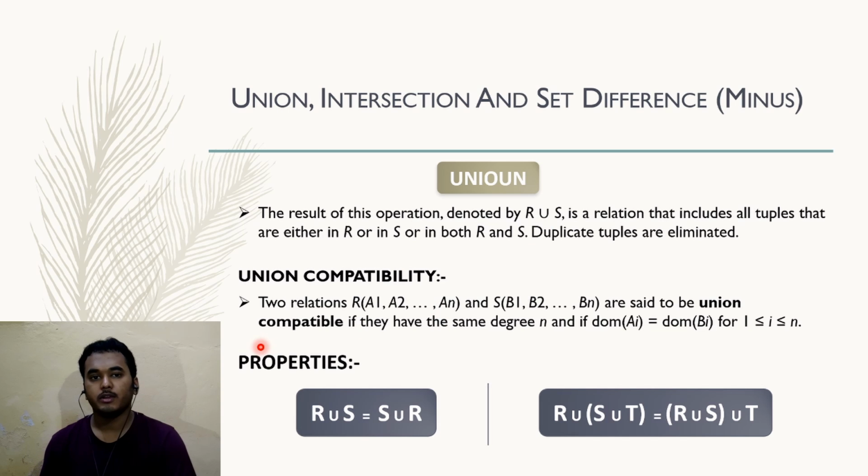So for performing a union operation between two relations, the relations must be union compatible. By union compatible, we mean that if there are two relations R and S, and they are of the same degree and the attribute domains are the same, then the two relations are said to be union compatible. Union operation is commutative and associative.